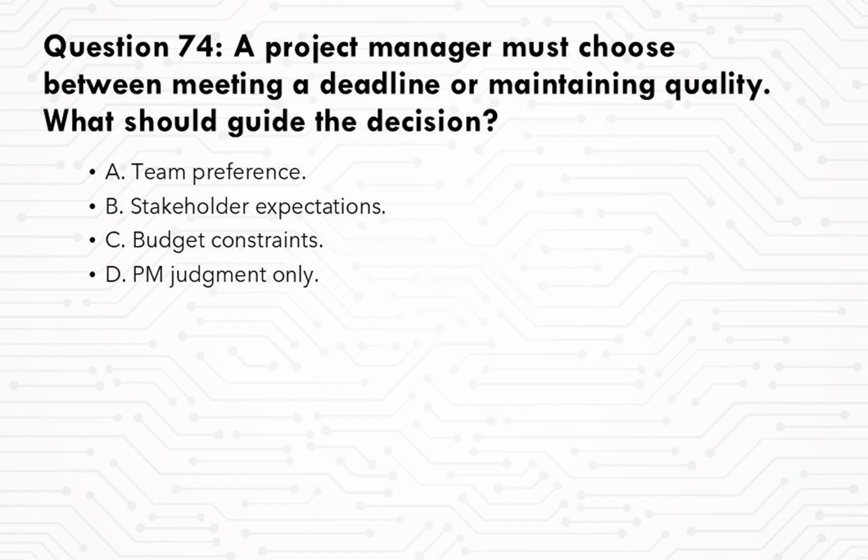Question 74. A project manager must choose between meeting a deadline or maintaining quality. What should guide the decision? A. Team preference. B. Stakeholder expectations. C. Budget constraints. D. PM judgment only. Answer: B. Stakeholder priorities drive trade-off decisions.